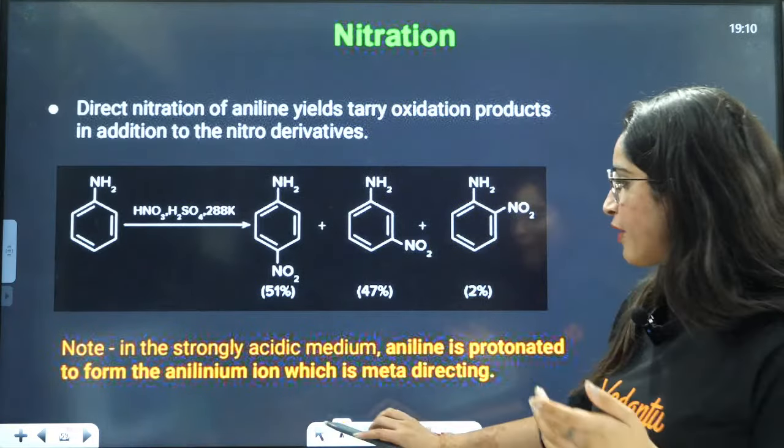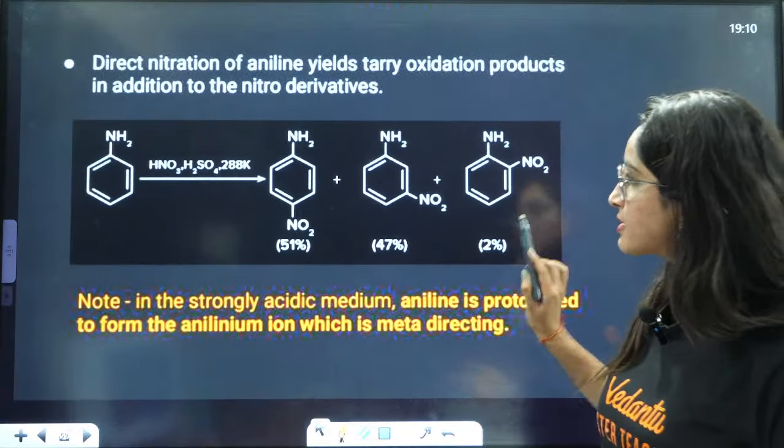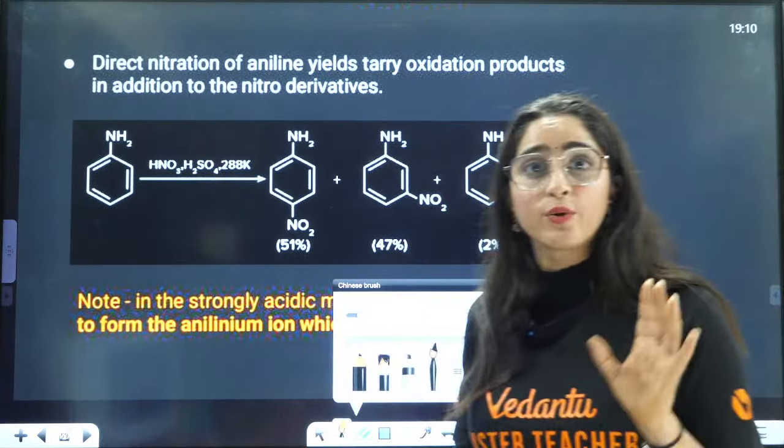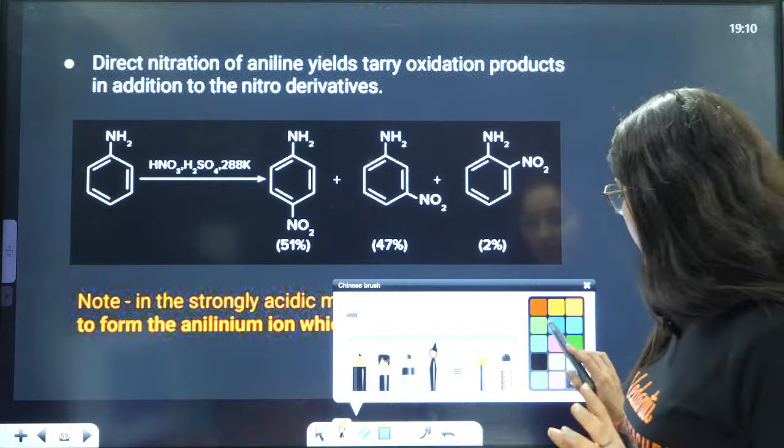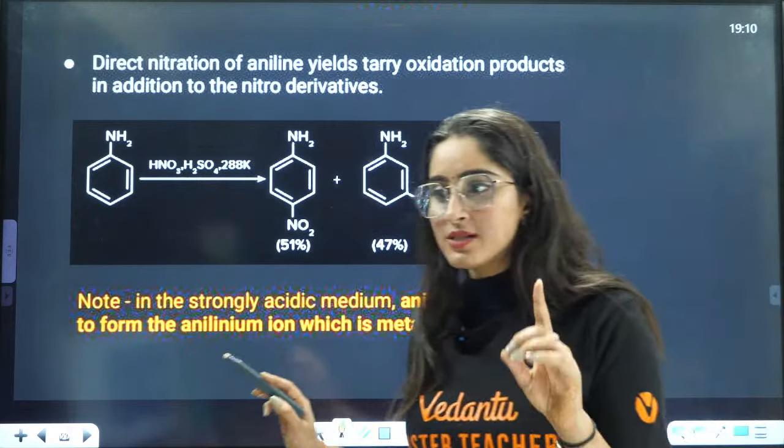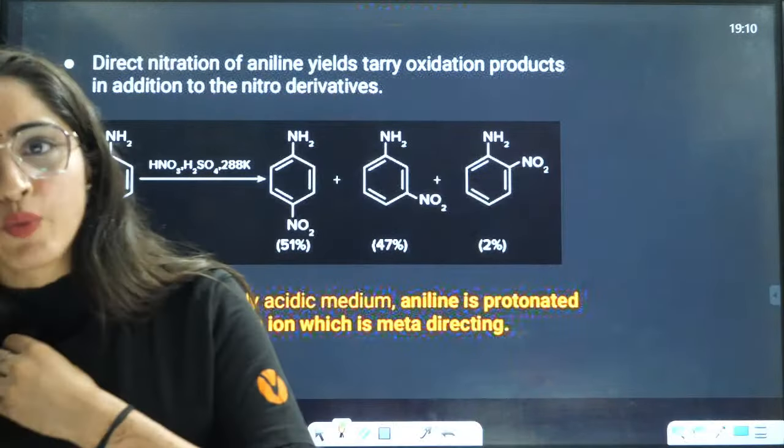Next is very, very important, and this is a question that has been asked in JEE Advanced, right? I'll show you how they have asked this question.